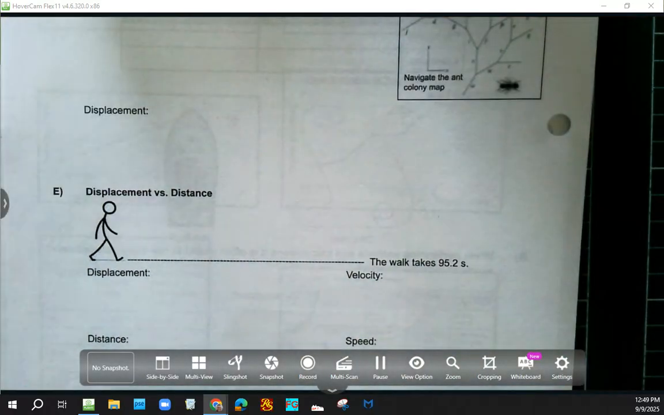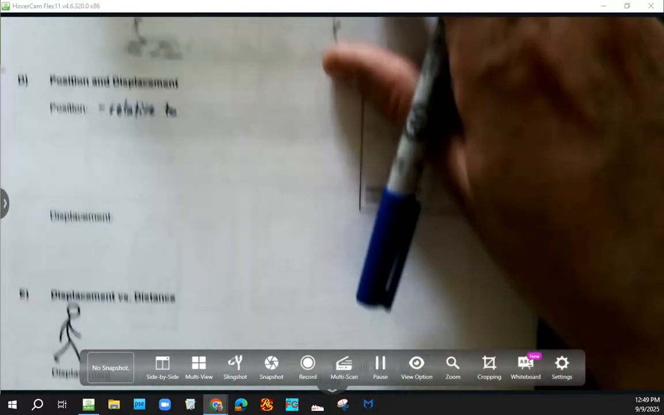Am I off screen? Oh, let's put it on screen. That's a bit of a tease.